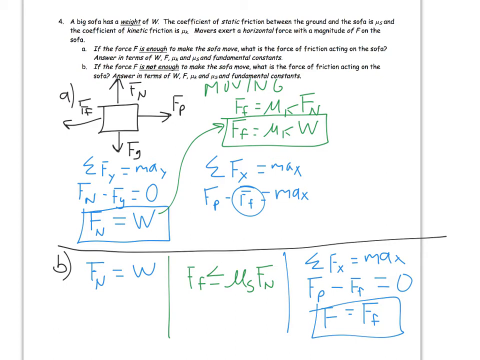And this actually illustrates the tricky part about static friction. Because of that less than or equal to sign, a lot of times we have to just solve for the force of static friction using our F equals ma rather than mu times our normal force, like we did with kinetic.